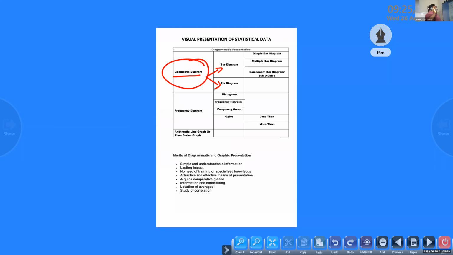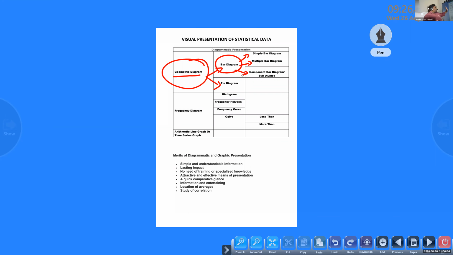You already learned these kinds of diagrams in junior classes, maybe 8th, 9th, and 10th class. You know how to construct a bar diagram and a pie diagram. You learned that method in mathematics. In economics also we have some application of mathematics, basically in statistics. Bar diagrams can be divided into simple bar diagrams, multiple bar diagrams, and component bar diagrams. One more is the percentage bar diagram.